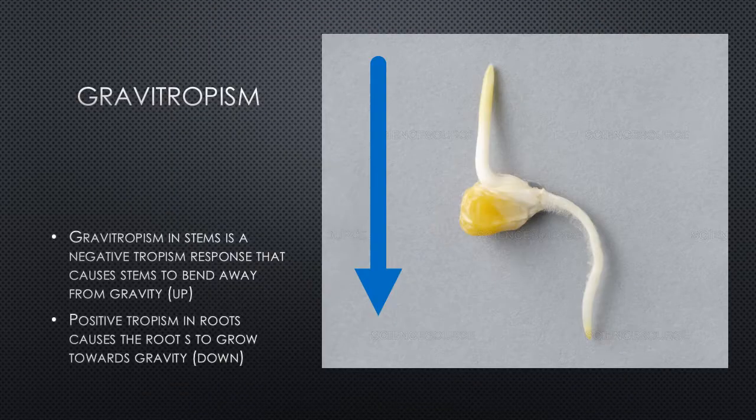Okay, let's talk about gravitropism. This is the response of a plant to the direction of gravity. So gravitropism in stems is a negative response because the stems grow away from gravity, or up. And it is a positive tropism in roots because the roots grow down, or towards gravity.